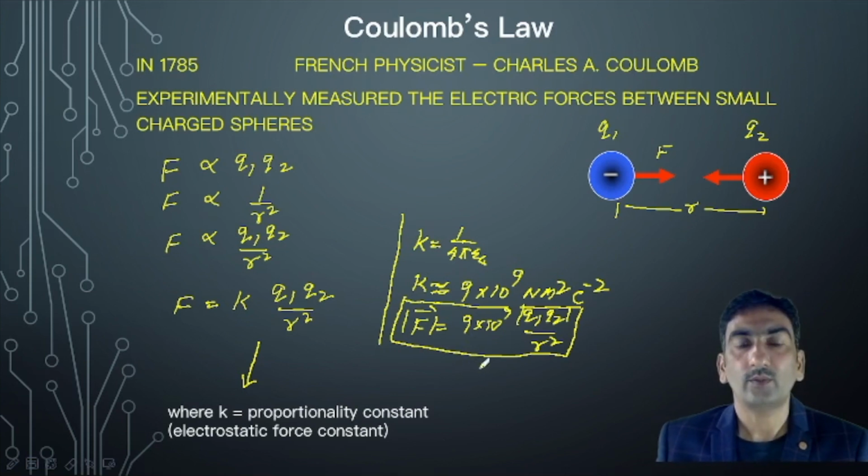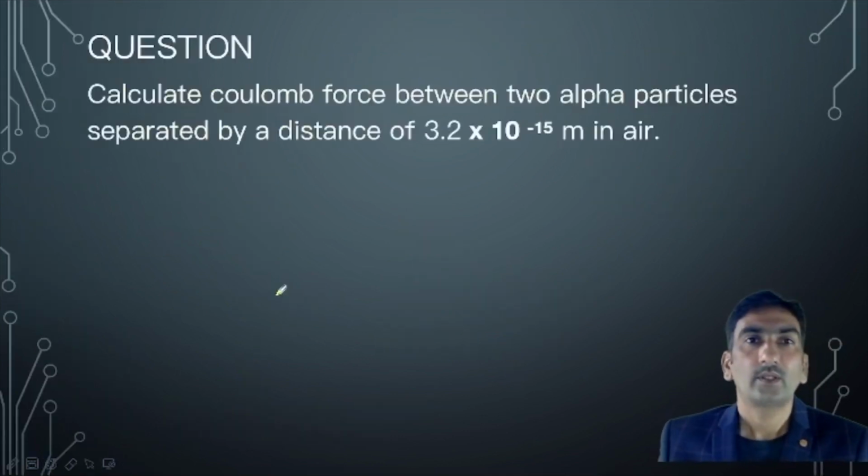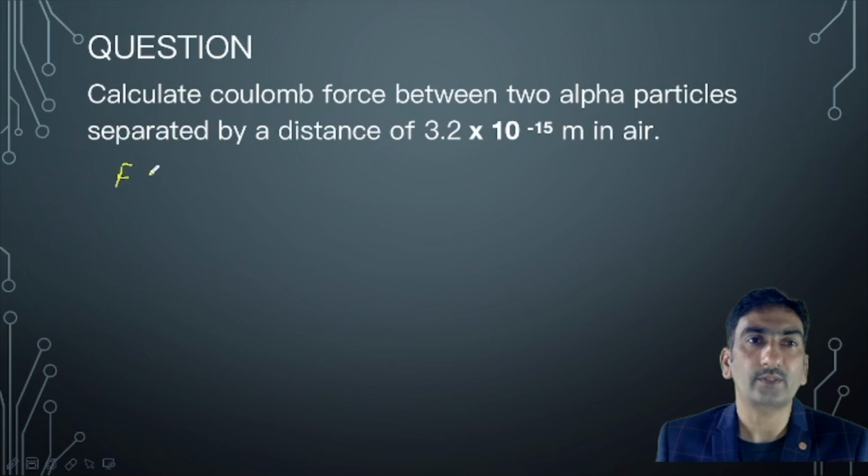Alright, so let's solve one problem based on Coulomb's law. If you want to calculate the Coulomb force between two alpha particles which are separated by a distance of 3.2 into 10 to the power minus 15 meter in air, we can use Coulomb's law. How? First we write the equation with the numerical term 9 into 10 to the power 9. Only the number we can write here for the calculations, because all are given in standard SI units, and the charges Q1 Q2 over R square. So we have to calculate only the magnitudes.